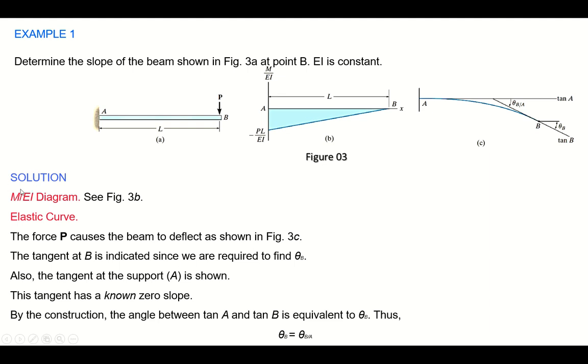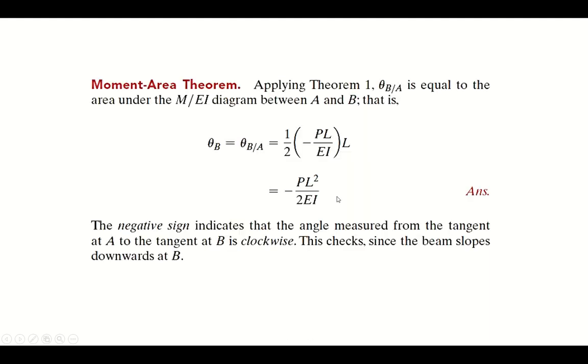So coming to the solution, the M over EI diagram is presented in figure 3b. The force P causes the beam to deflect as shown in figure 3c. The tangent at B is indicated since we are required to find theta B. Also, the tangent at support A is shown, which is this horizontal line. This tangent has a known zero slope for obvious reasons. By construction, the angle between tangent A and tangent B is equivalent to theta B, right? Because theta B is also measured from the horizontal, and tangent A in this case is also a horizontal line. Therefore, theta B is equal to theta B by A.